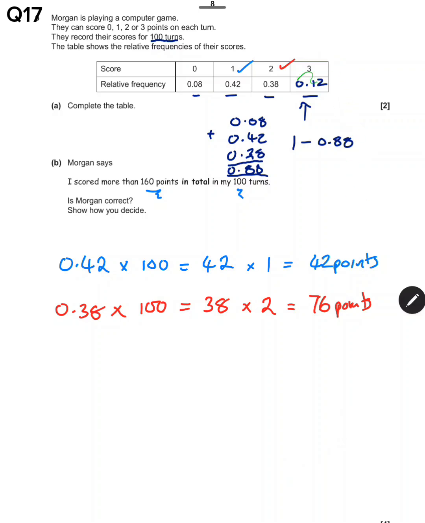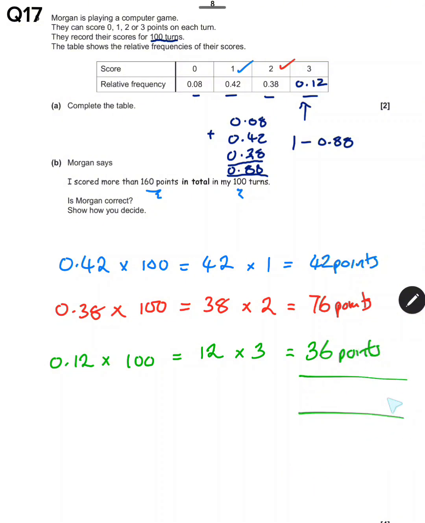And then I don't really need to, but I can look at this final part. They got 3 points a certain amount of times, and how many times was that? Well, 0.12 multiplied by the 100 times that they played. 12 times they hit 3 points, so 12 lots of 3 is 36. And if I total these, I'll get their total amounts of points. 42 add 76 is 118. This would be 148. Add on the 36 is 184 points. It says, is Morgan correct? Make sure you say, no, Morgan is not correct.